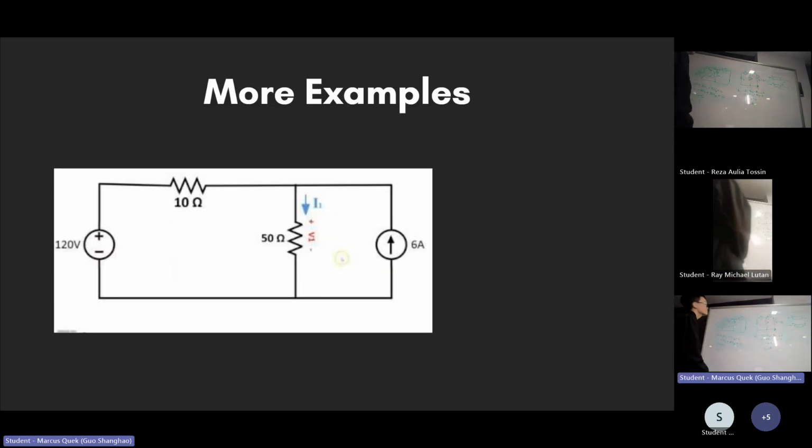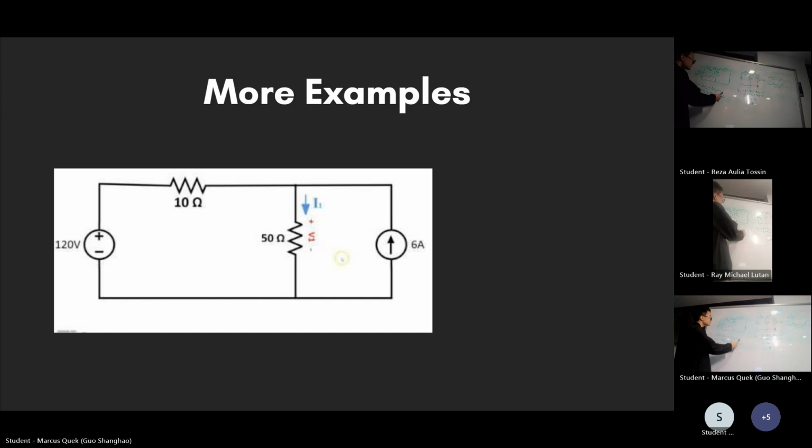So this one is basically the same. For this circuit, we've got a current source instead of a voltage source. With current sources, all you have to remember is that instead of shorting it, you replace it with an open circuit. That's all.